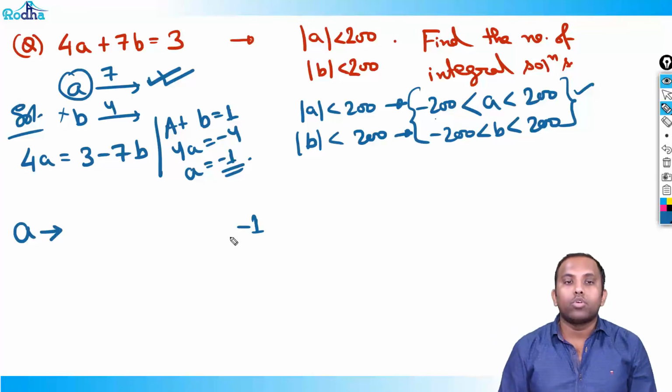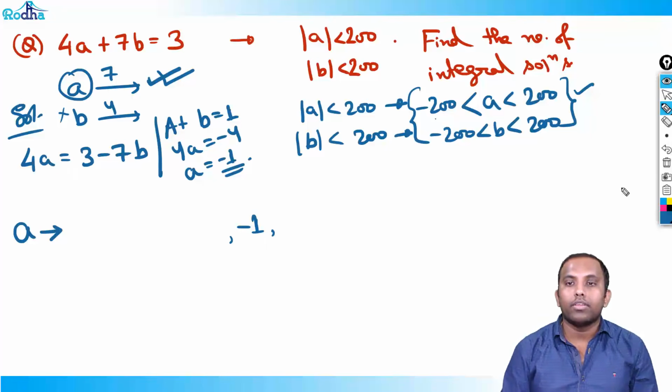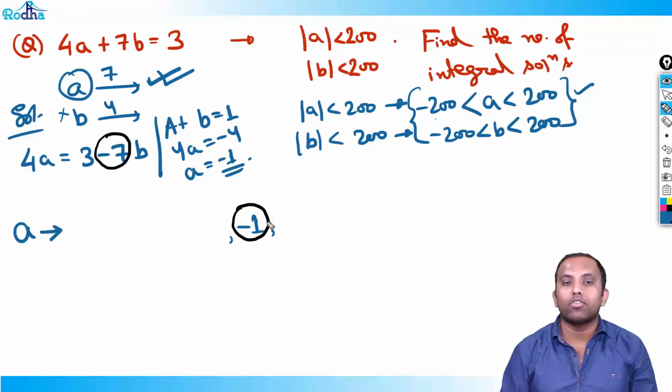Then I have to write this whole series now. So this is decreasing with coefficient of b as -7. The first value is -1. Then what is the next value? Decreasing with 7, so -1, -8, -15 like that. On the other side it will be +7, so like 6, 13, 20 like this.